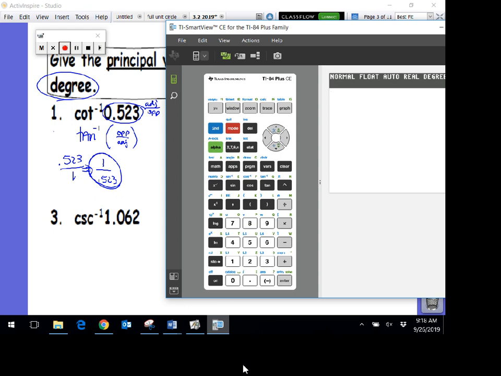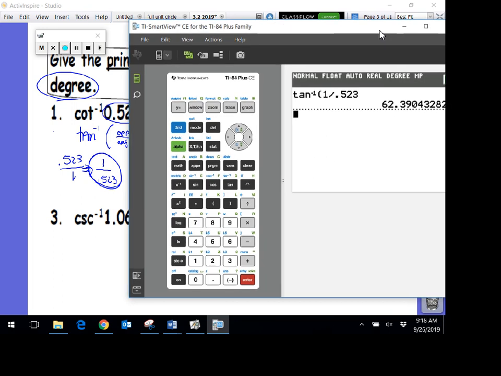So I'm already in degree mode. I would hit second tangent of 1 over 0.523. That's how I would enter it in my calculator. Inverse tangent, the reciprocal of the side right there, and that would give me my answer of 62.39 degrees, or 390 degrees. You need a degree sign on that one. Okay, don't forget your degree sign.